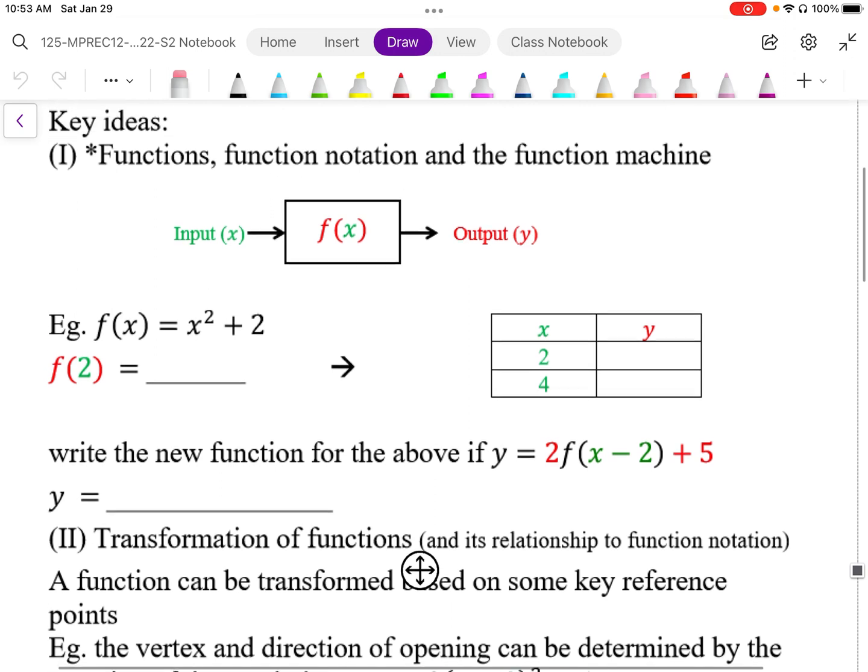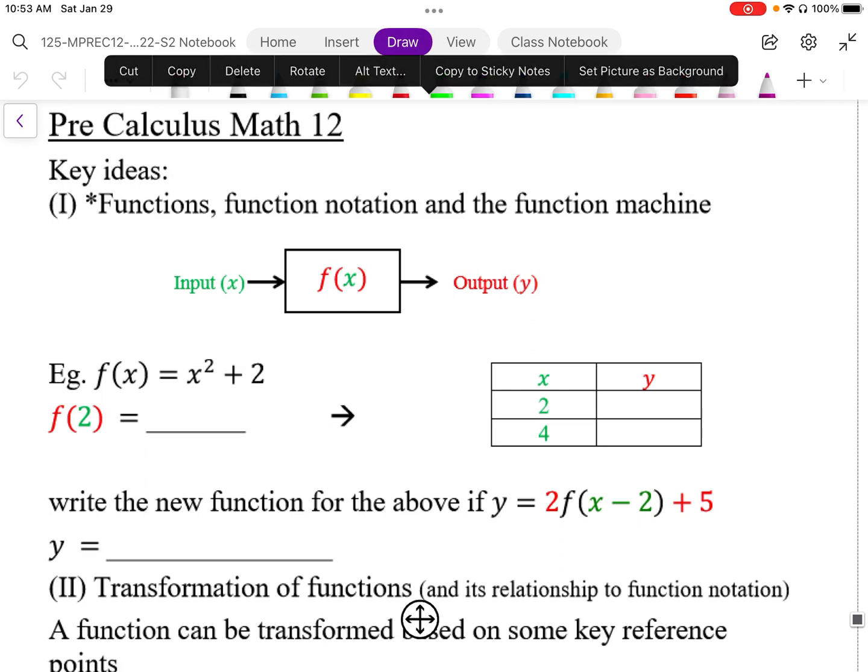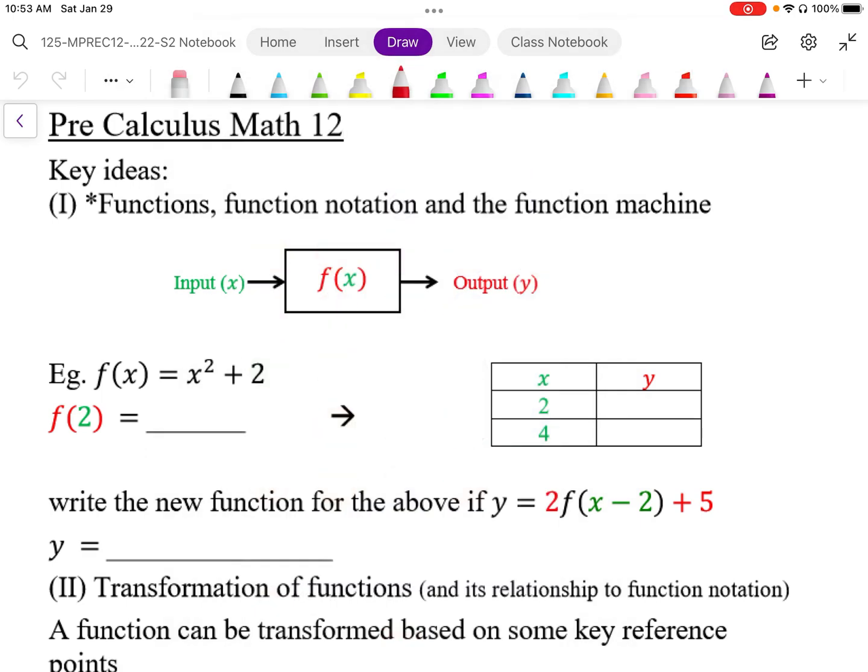the value of x. So the value of x in this case is 2. So we're going to start with our x squared plus 2. And inside that function, we're going to embed the 2. And we get an output for this. And our output works out to be, in this case, 2 squared is 4 plus 2 is 6. And then we can put this into our table of values.